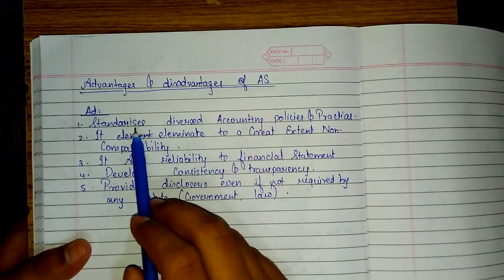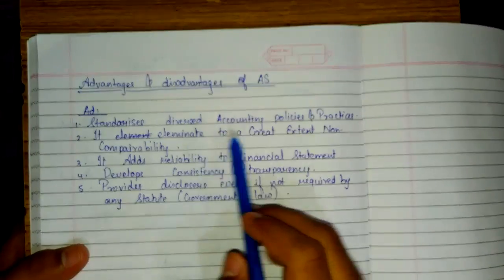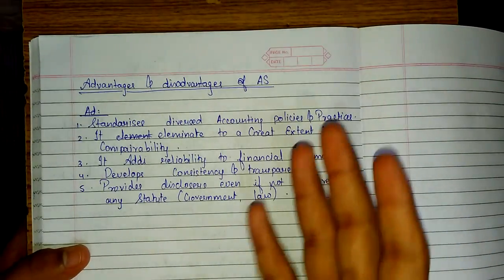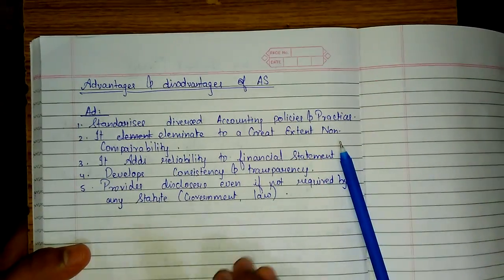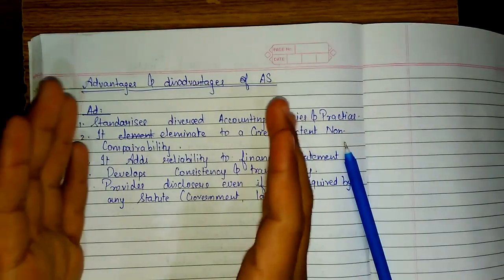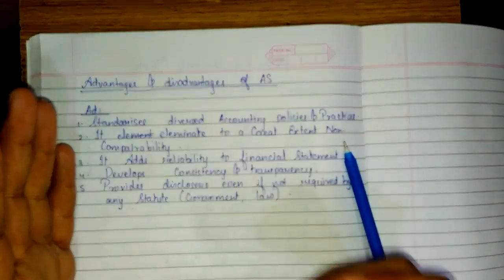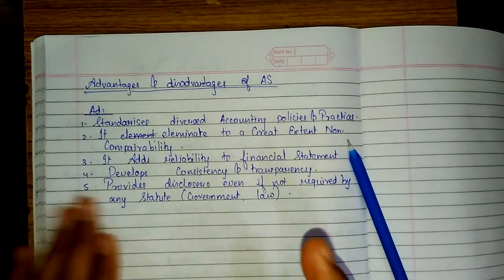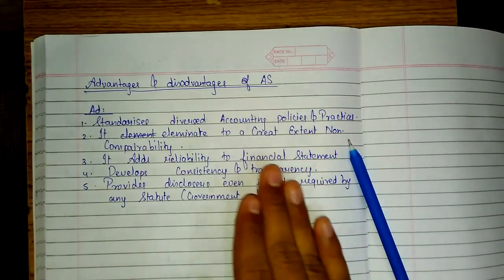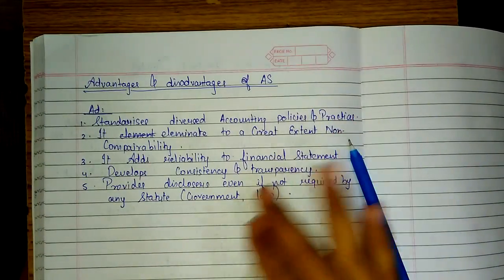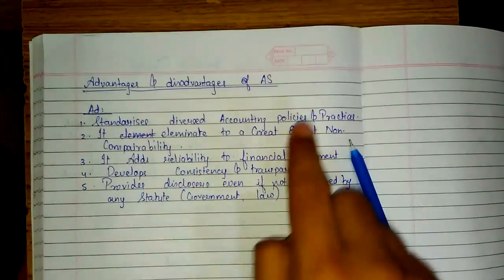Advantages of accounting standard are: it standardizes diverse accounting policies and practices. There are innumerable number of policies and practices in accounts. So accounting standard helps in standardizing, giving a standard direction. Okay, now are you all understanding what accounting standards does? It gives a direction, a standard direction for diverse accounting policies and practices. This is the way to read it, but how to write it in exam, it is this manner.